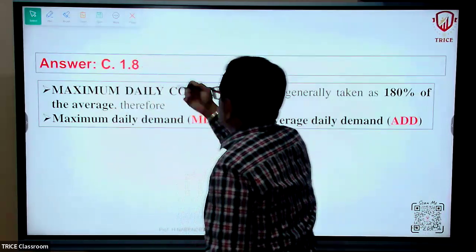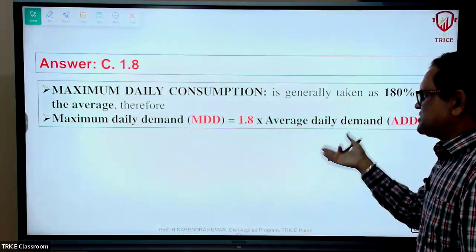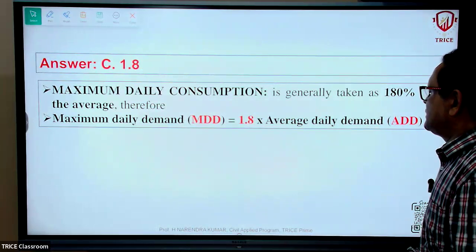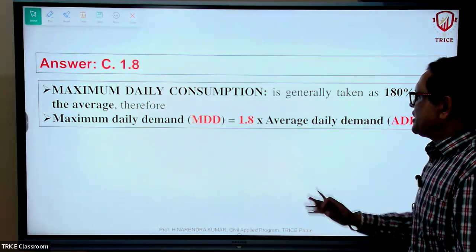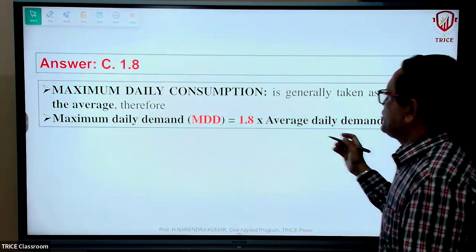So everybody knows it is 1.8. This is what we do as per the codal provision. There is a separate code for this. It says, in order to calculate maximum daily demand, MDD is equal to 1.8 times the average daily demand. So the answer is 1.8.